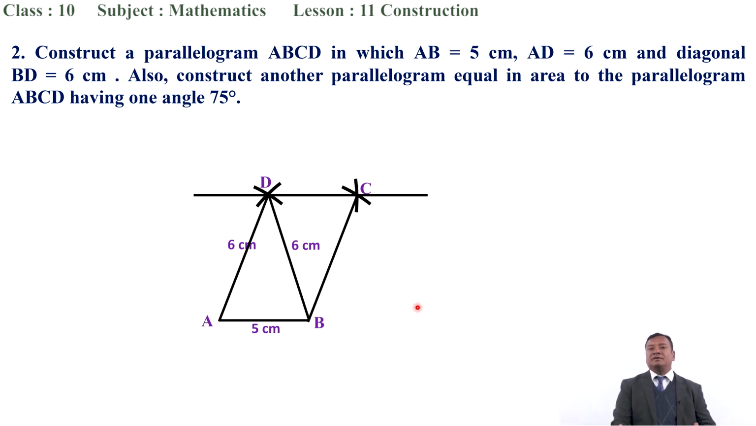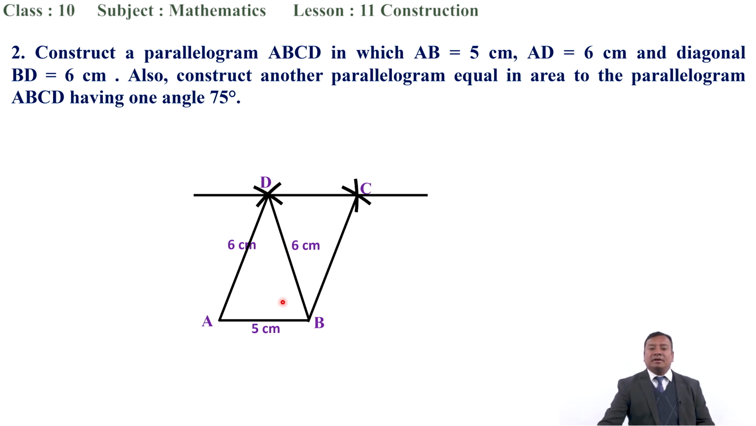And after this, as in the previous way, you can make one angle. Here also it is not given where to construct this angle of 75 degree, it is not mentioned here, so you can make it either at A or at B.